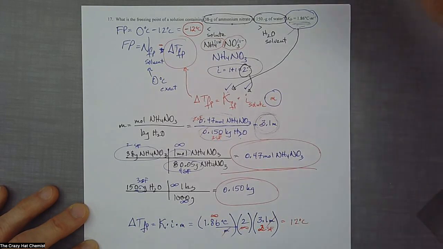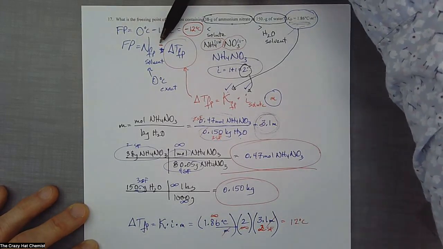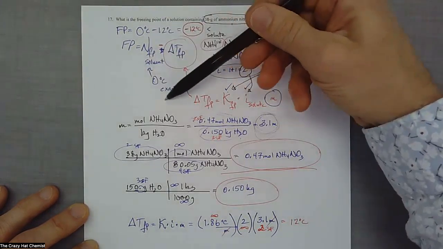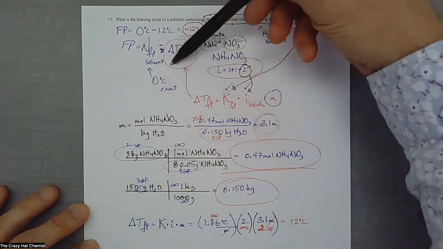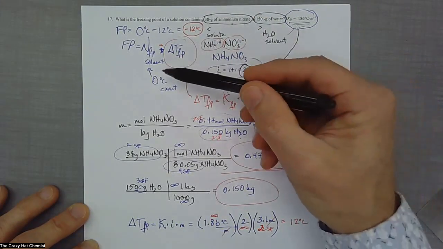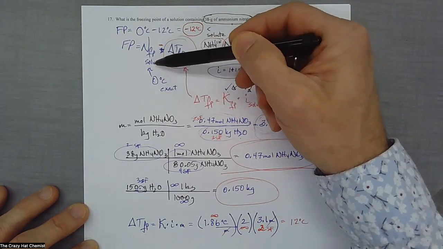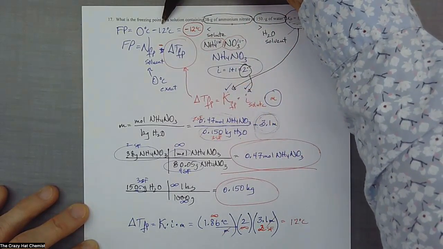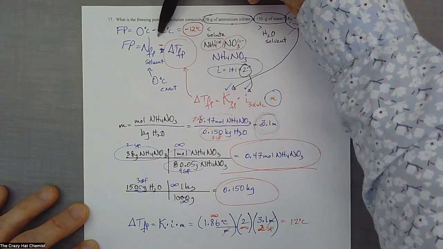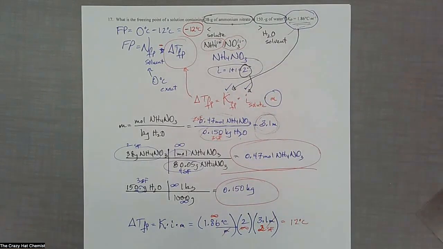And then we come back over here and we plug into our freezing point equation, which is the freezing point is equal to the normal freezing point. That value of the normal freezing point is an exact number based on the solvent. The solvent is water. The normal freezing point for water is 0. And then we put in our change in temperature of the freezing point, and that's 12. We do a little subtraction there, and we get negative 12 degrees Celsius.